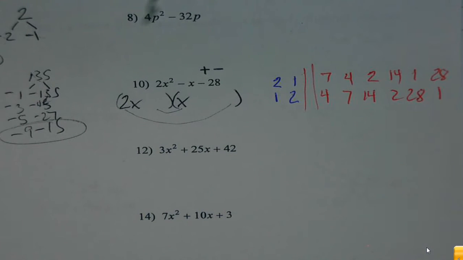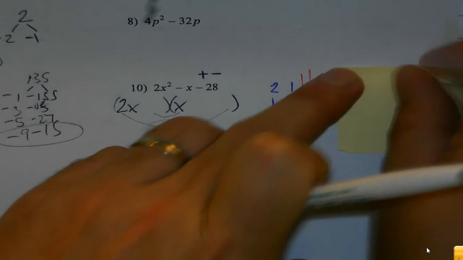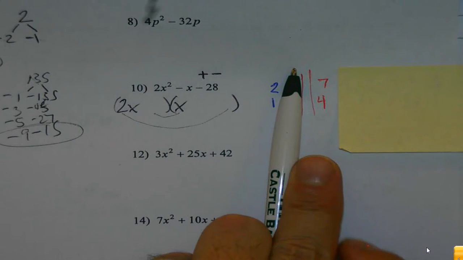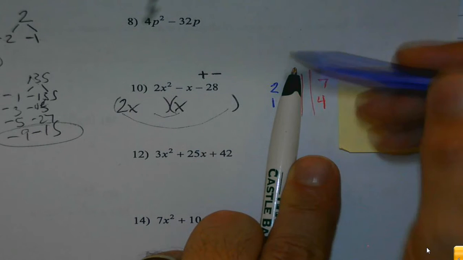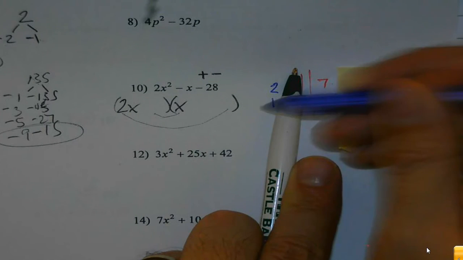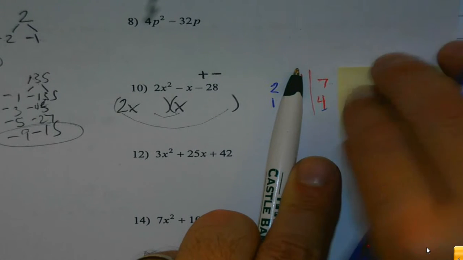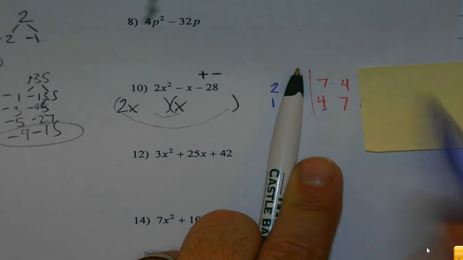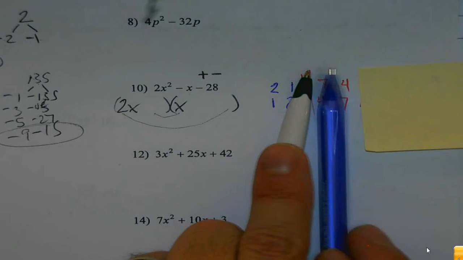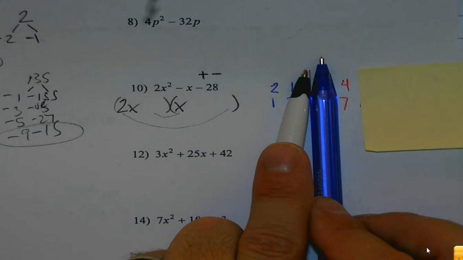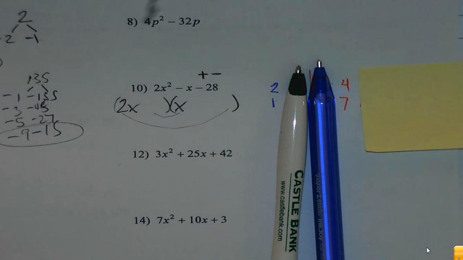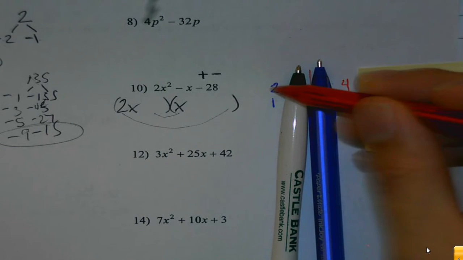So what I would do is cover those guys up. I'd start playing, and I'd go, okay, 2 times 7 is 14, 1 times 4 is 4. Are 14 and 4 going to get me to 1? No. All right, so I move to the next one. 2 times 4 is 8. 1 times 7 is 7. Can 8 and 7 get me to 1? Ooh, yeah. Okay.